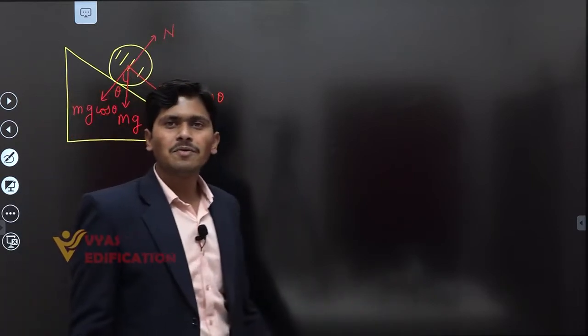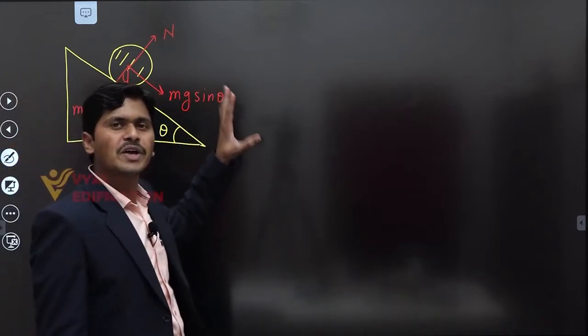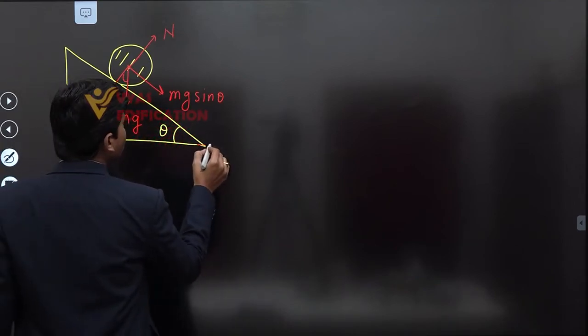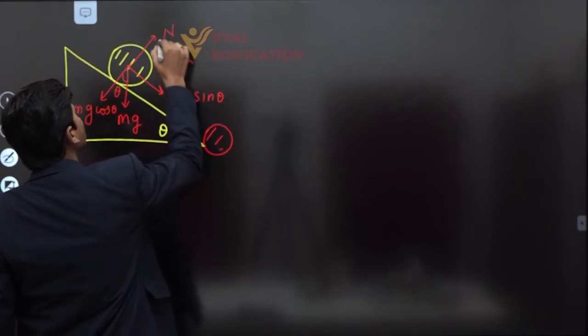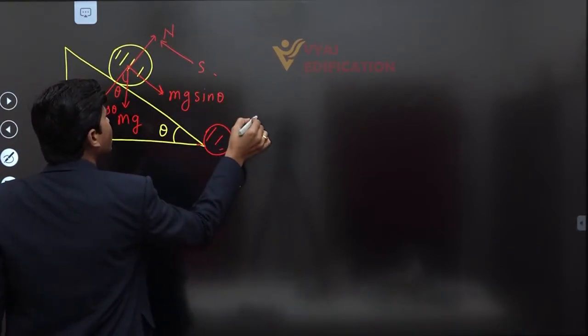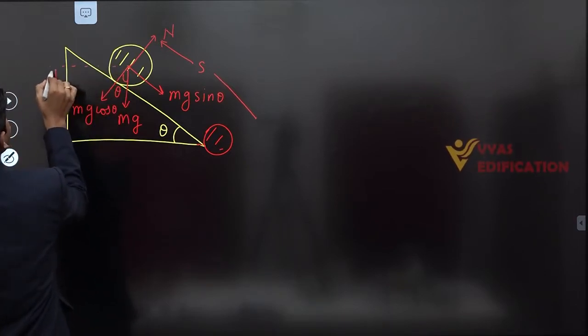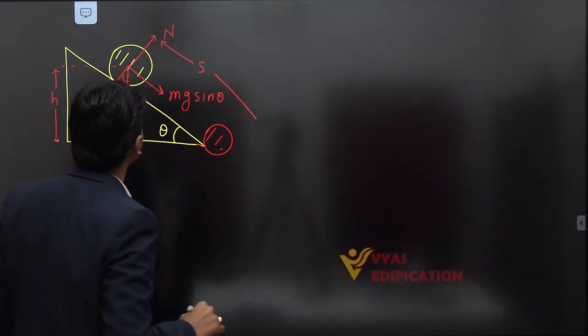Now we place this object on an inclined plane, and definitely it moves in a downward direction. So let's suppose when this object reaches this point, the total distance covered is s. Clear? And from here to here I am also taking this distance, that is h. Clear to everyone?